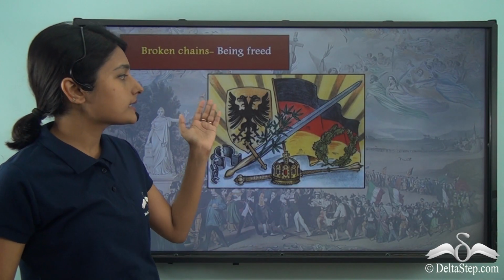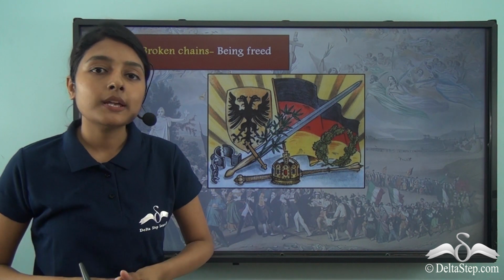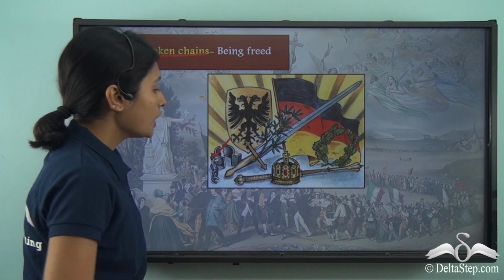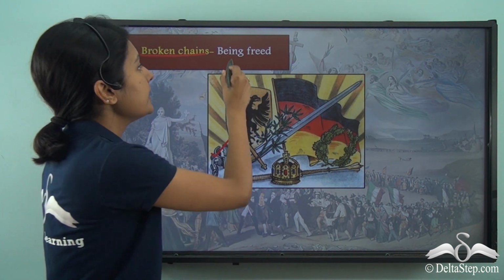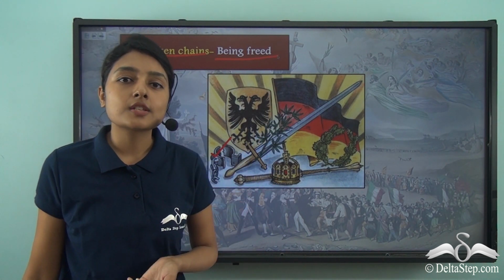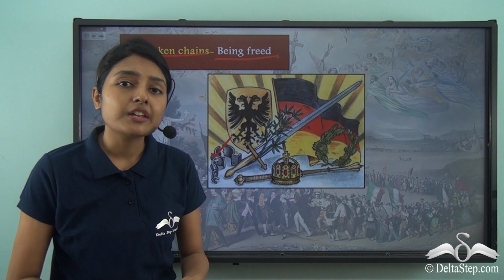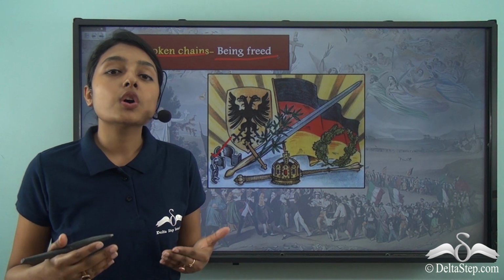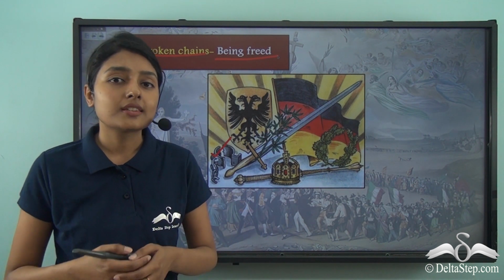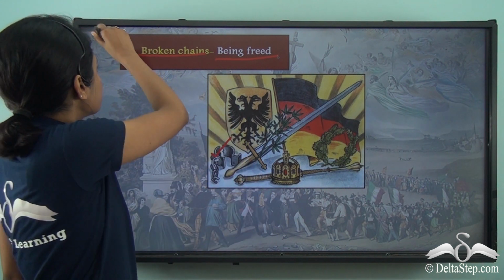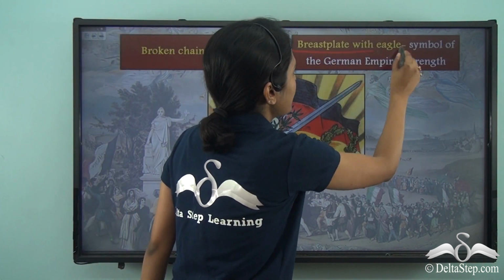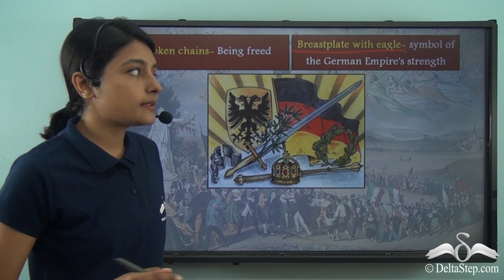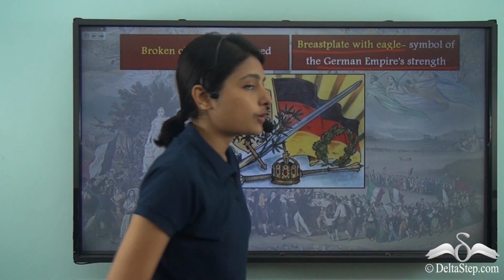Here we will be looking at some of the symbols that Germania holds very closely. We can see broken chains here. Broken chains stand for being freed. So the German masses were now in the process of being free from any kind of domination, from political instability, because Germania was the embodiment of the strength of this nation. Then we have the breastplate with eagle. Now this golden breastplate with black eagle is a symbol of the German Empire's strength.